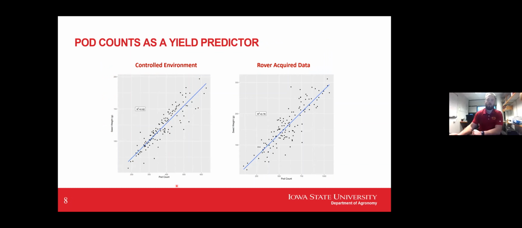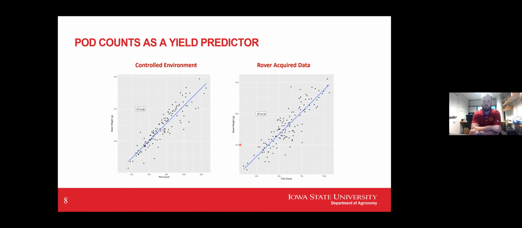And then we'll get into pod counting as a yield predictor and why we're using that as a proxy for yield in this situation. You'll see here on the x-axis we have pod counts, and on the y-axis we have seed weight in grams. And you'll see here that in the controlled environment, the R-squared is 0.82, and in the rover acquired data set, we have an R-squared of 0.76, showing us that in both situations we have very good, high correlations with pod counting and seed yield.